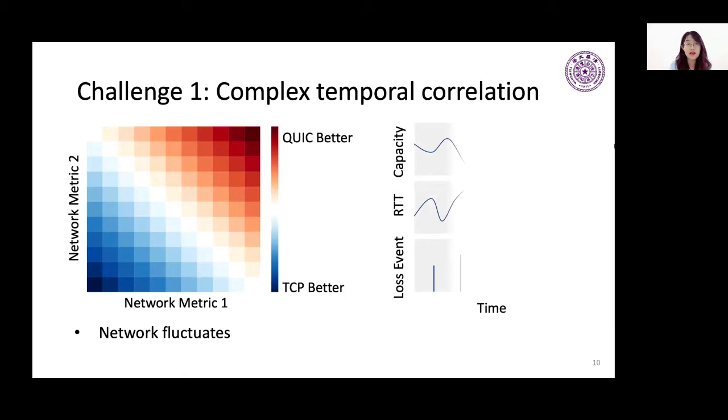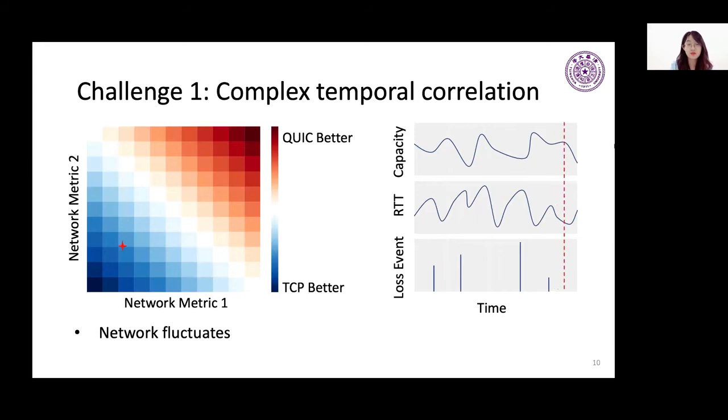Firstly, as you may know, wireless networks fluctuate due to various channel fading, user moving, or network congestion. For example, when a user is moving, the link capacity and RTT change in a short time with random loss. Therefore, the optimal protocol might also change with time. Precisely measuring the current network condition and capturing the temporal relationship are important, but also challenging due to the complex correlation of network statistics. The rules for selection will be complex.